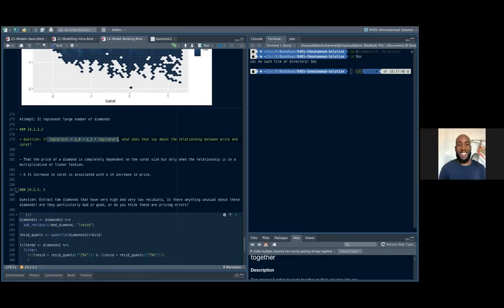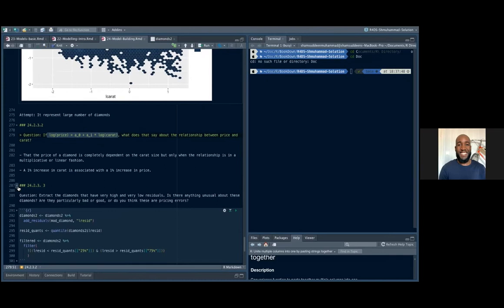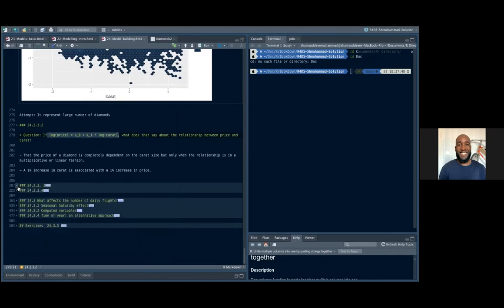Yeah, so I'm thinking that the relationship is really between the logarithms of the two variables, the logarithm of price and carat. Otherwise, we can't really say much about the linearity.